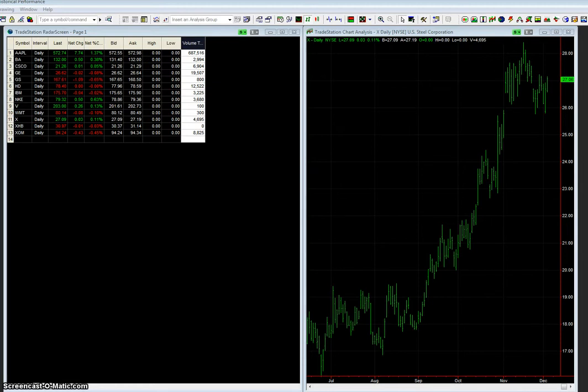Okay, I've got a TradeStation workspace pulled up here. I have a RadarScreen with just a few stocks, and then a Chart Analysis window. This works for daily data, so you'll need to have your RadarScreen set for daily.